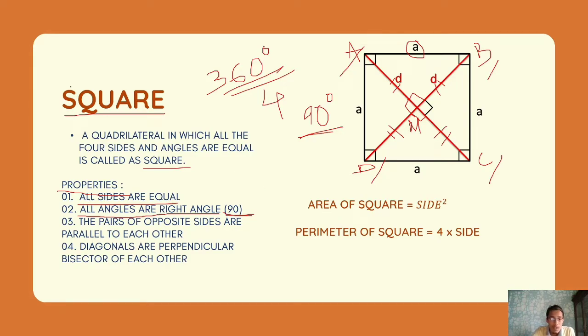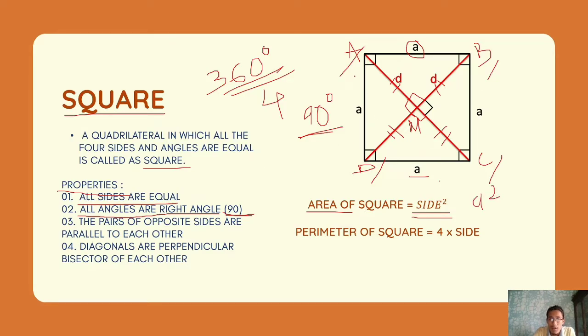Now, this is a two-dimensional figure. Obviously, apart from the length, we have one more characteristic that we measure for a quadrilateral, that is area. So what is the formula to find the area of a square? It is very simple and easy to remember: area of a square is equal to side square. So here the side is A, so A square.